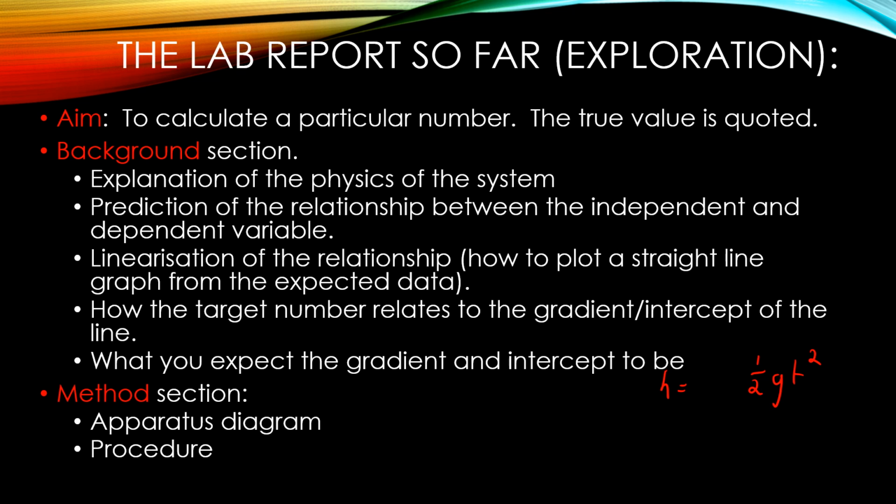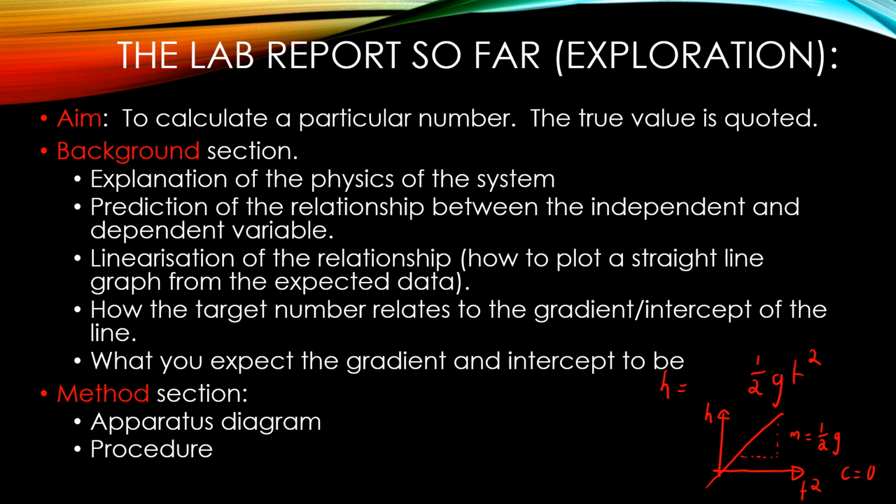You would explain how you linearize your relationship, so how you plot a straight line graph from the expected data. So in this case, what you would do is you would plot h against t squared, and you would sketch what that looks like. So you go h against t squared, and you expect a straight line through the origin with a gradient of a half of g, and you give an expected intercept of 0.